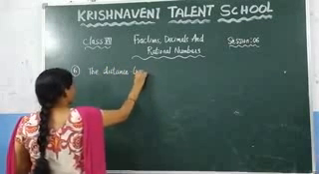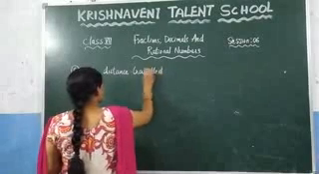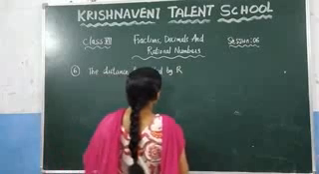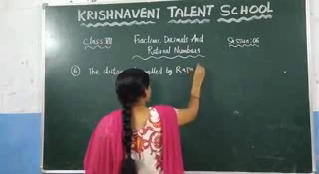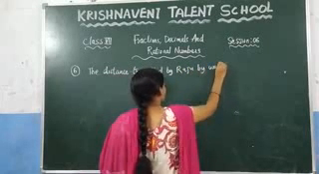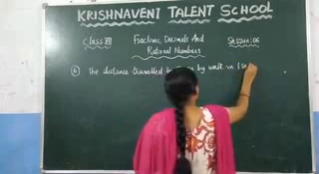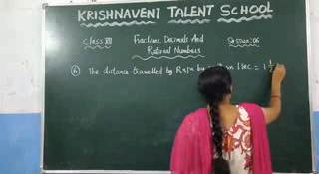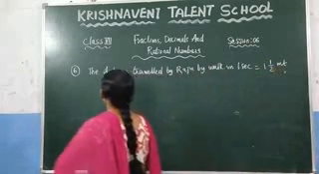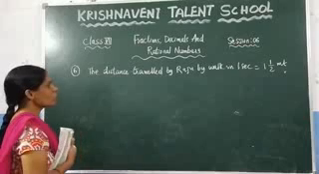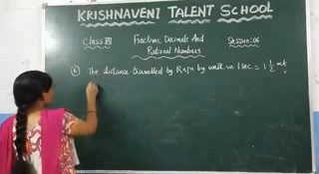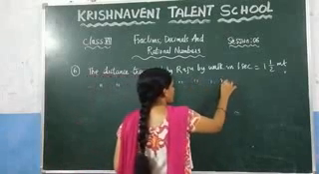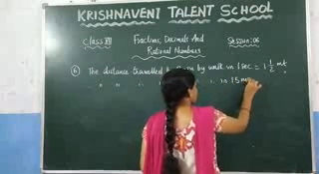Writing the distance travelled by Raju by walk in 1 second. How much have they given? It is 1 by 2 meters. Now you need to find the distance travelled by Raju in 15 minutes. So write it here: therefore, the distance travelled by Raju by walk in 15 minutes is how much?